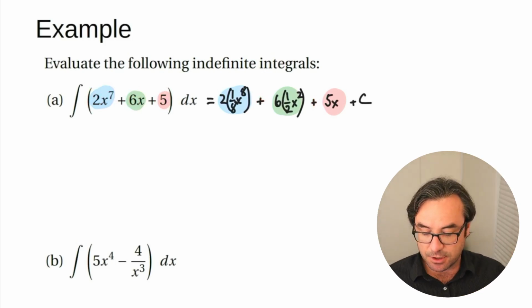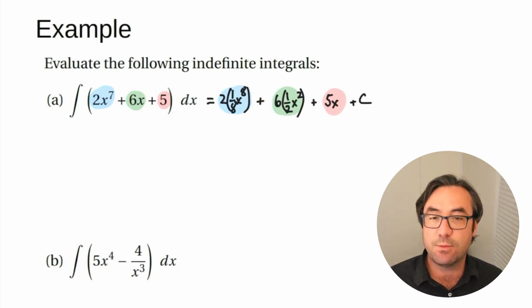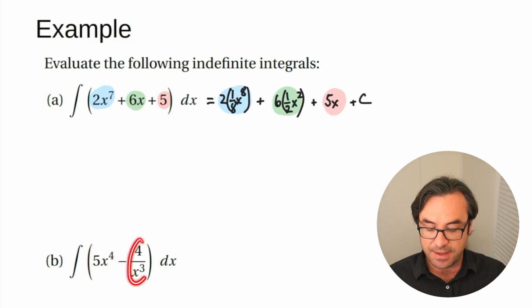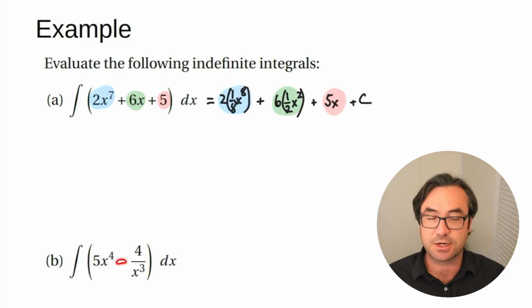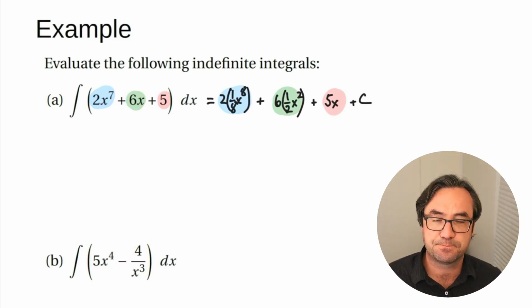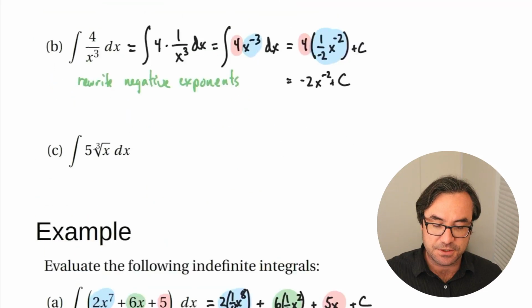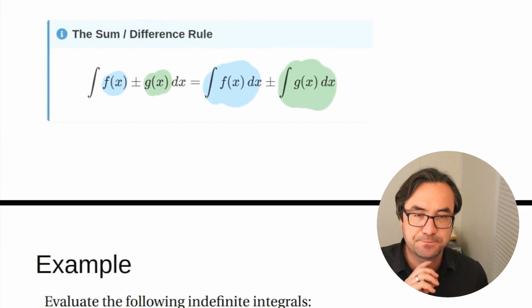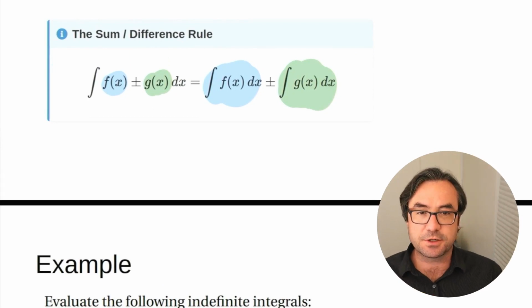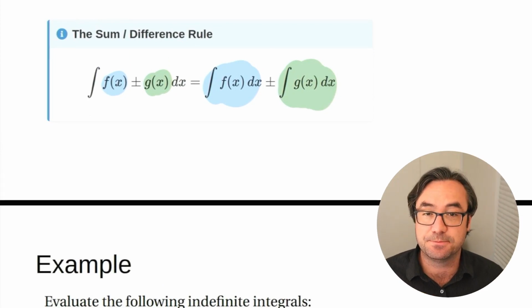Similarly in part B here, we'll do this one in class, but subtraction works the same way. We're going to find the antiderivative of the 5x to the 4, find the antiderivative of that 4 over x cubed, and then the subtraction is just going to stay right in the middle. All right, one little comment about this sum and difference rule. This only works for addition and subtraction.